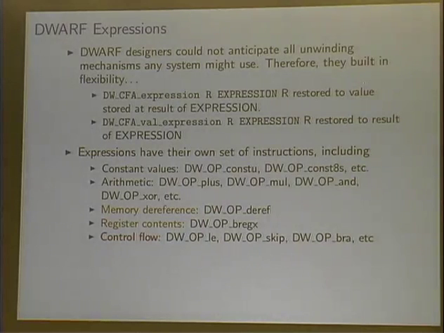So expressions have their own set of instructions. And we push constant values onto the stack. We can do arithmetic, like an RPN calculator. And we can do memory dereference. And we can get the contents of a register. And we have control flow, like less than or equal to comparisons. You can skip instructions. We have a relative branch instruction. So we've got a nice Turing-complete environment here.